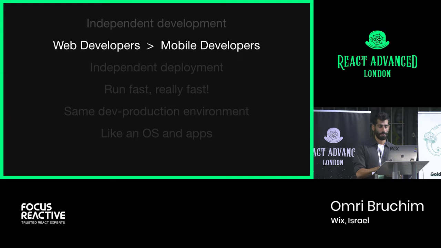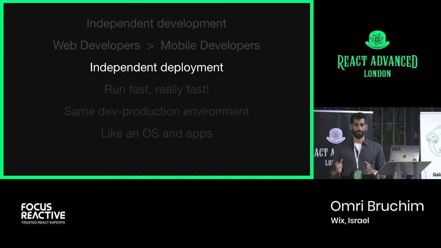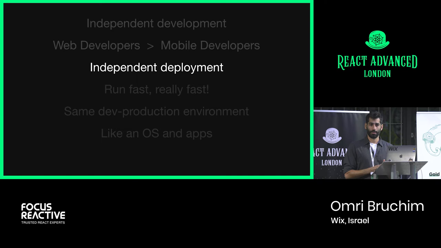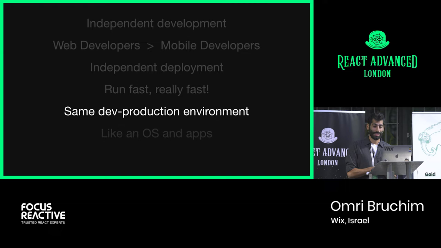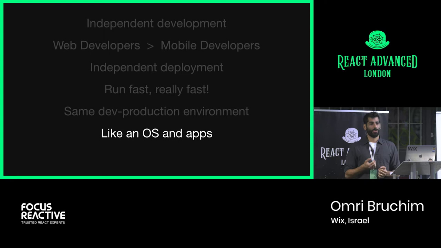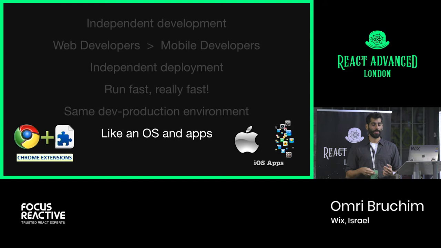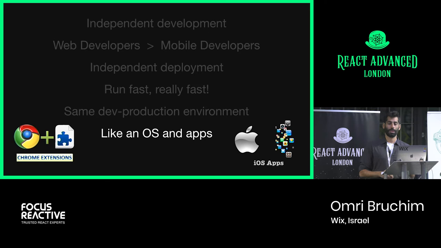Independent deployment, and as much as possible, to production. Same as web. It's not that common in mobile, but I want to release a feature and send it to production. We run faster than before. We want the same dev and production environment, and we want to try to create something like OS and application, like Chrome extension to Chrome, and like application to OS. We want to do the same just for the Wix mobile application.